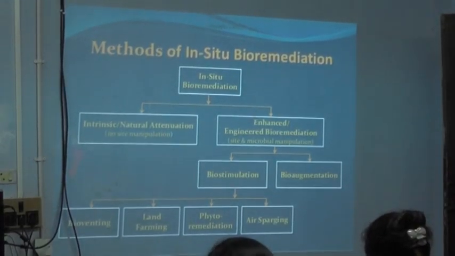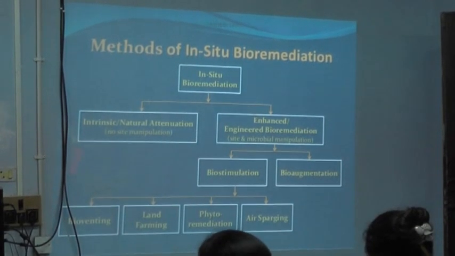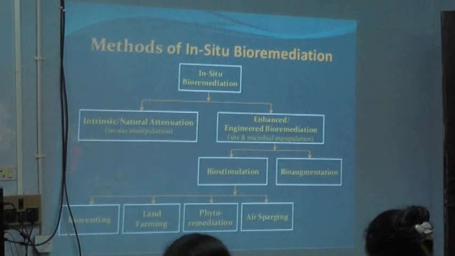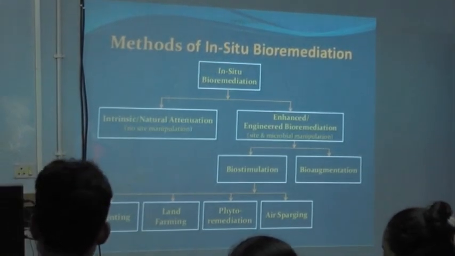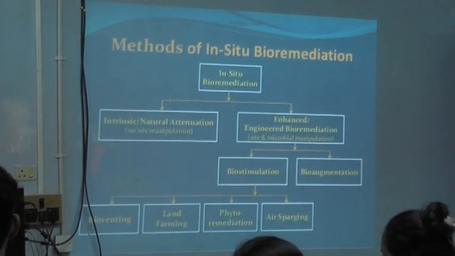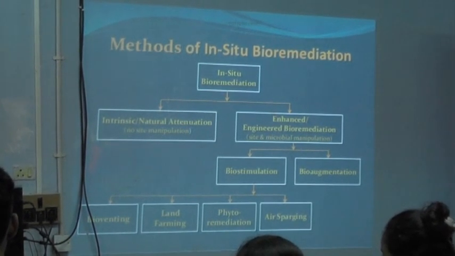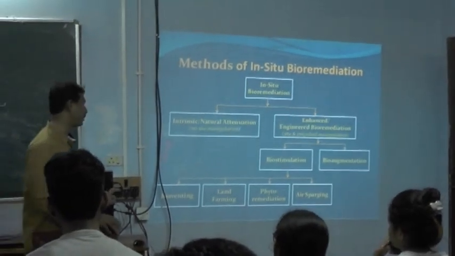One is in situ, meaning the chemicals released from the basin into the soil are treated on that site, which is called in situ. And if the chemical goes through a drain into an oxidation pond and is treated there, that is called ex situ biodegradation.